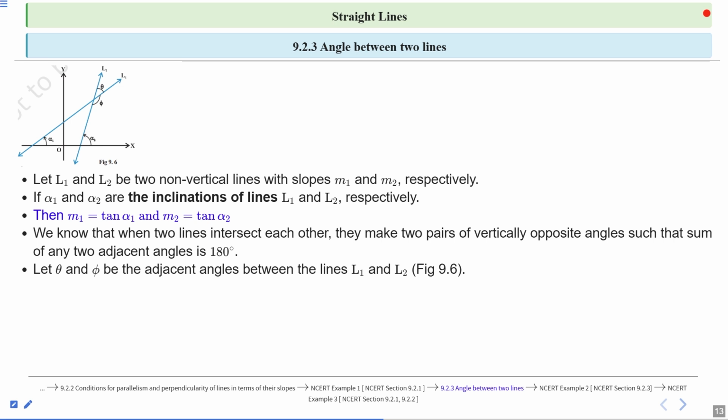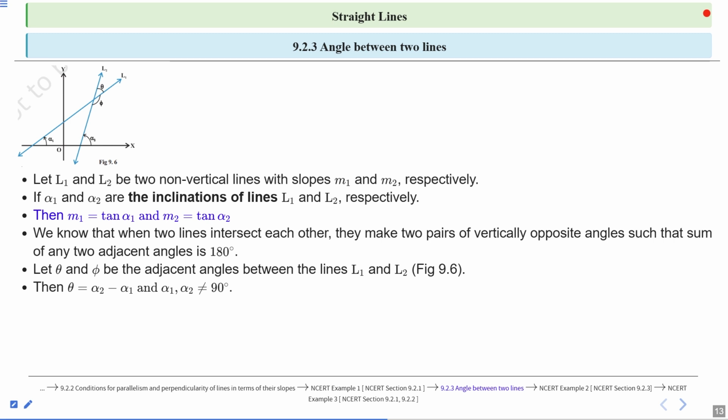So let theta and phi be the adjacent angles between the lines L1 and L2. Theta and phi are basically adjacent angles between the L1 and L2 lines. So then theta is what? Theta is basically alpha 2 minus alpha 1. If we take the subtraction of alpha 2 and alpha 1, then we obtain theta.